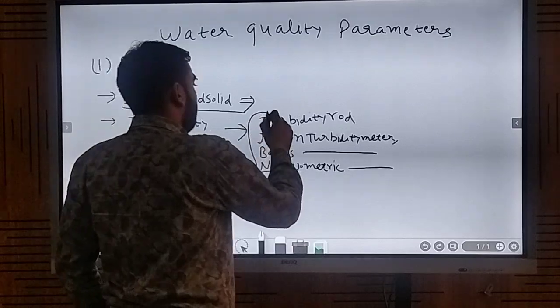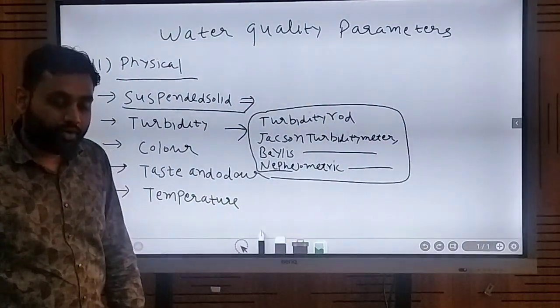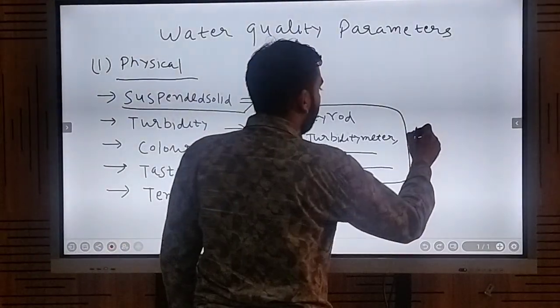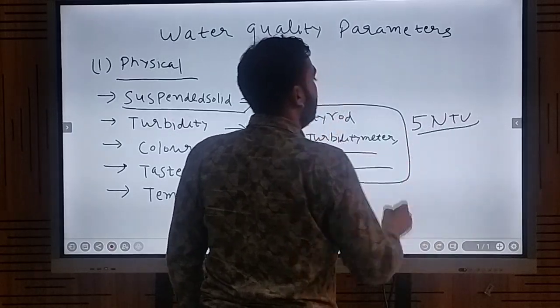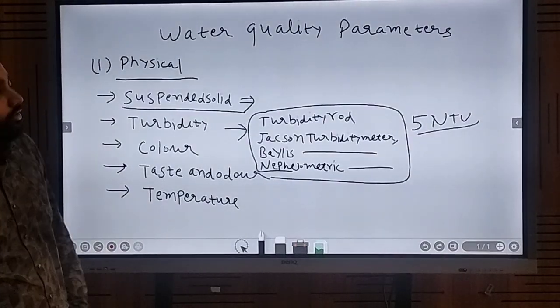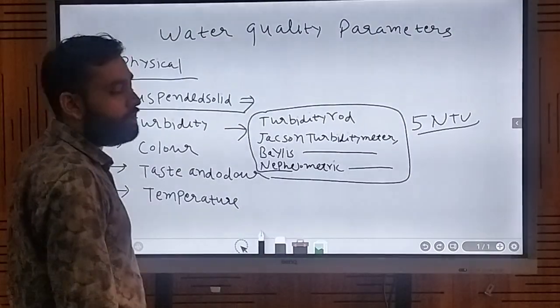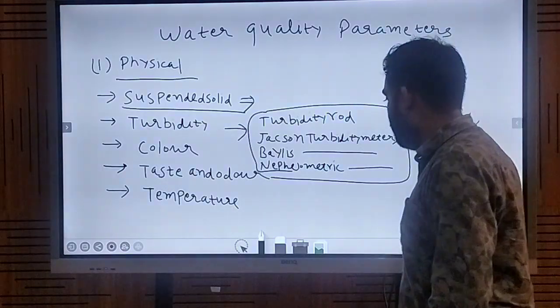Now, turbidity impacts water psychologically, so we have to limit it. Limit of turbidity is 5 NTU. NTU refers to nephelometric turbidity unit. So turbidity is a physical water quality parameter. We have seen causes of turbidity by dispersed particles, how to measure it, how to limit it.